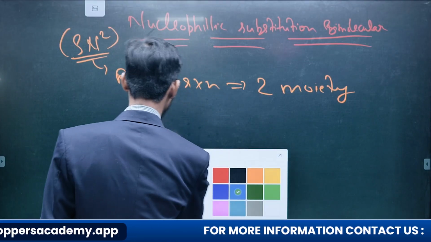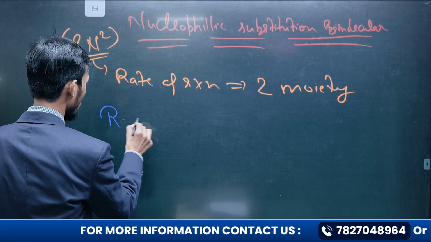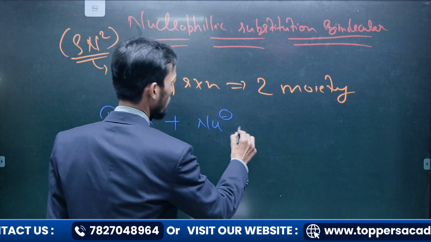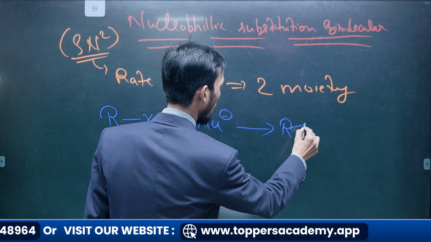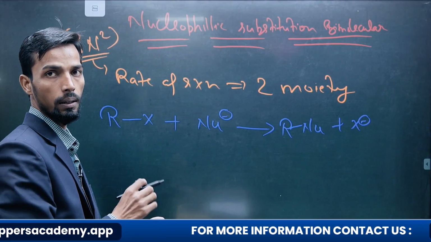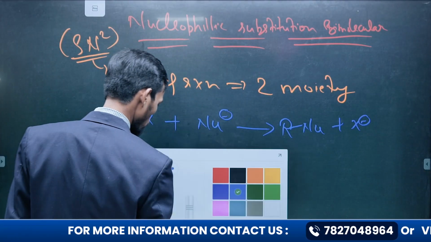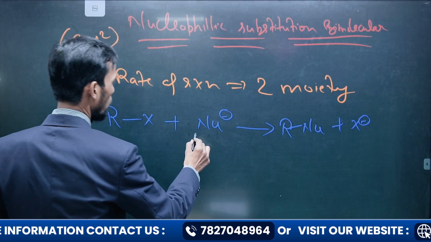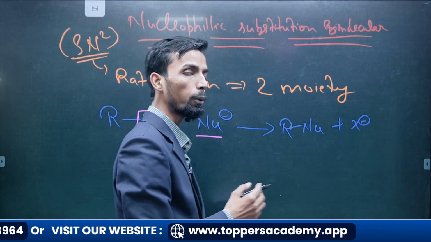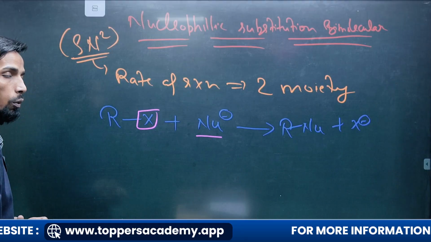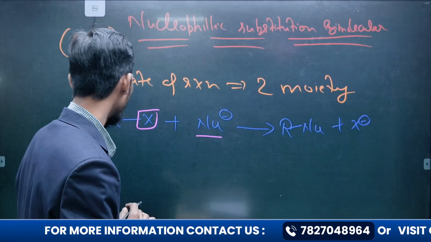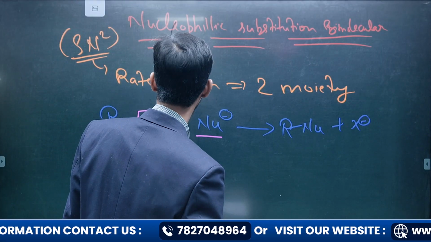So this is the general reaction. If we write it again, RX plus the nucleophile is going to attack over here, and we get a product R-Nu plus X negative. This is a general nucleophilic substitution reaction, in which a nucleophile replaces another group. The main difference between SN1 and SN2 is the internal mechanism. So today, firstly, we will discuss how this mechanism proceeds.